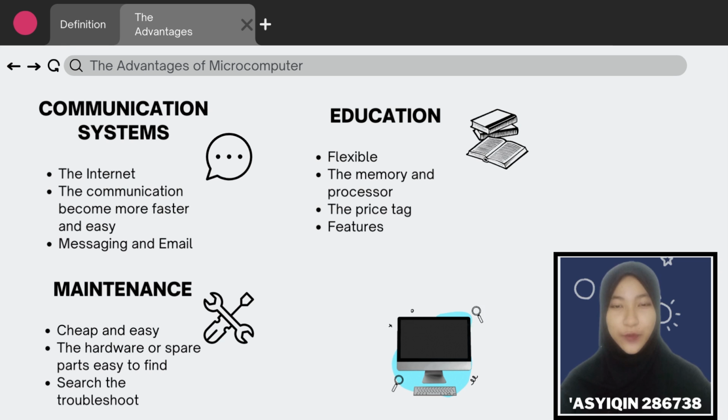The maintenance. When it comes to maintenance, we should not be worried as the cost to repair a microcomputer is cheap and easy. There are a lot of businesses that offer to repair the microcomputer at a cheap price. We also can search on websites for articles to repair on our own. Let's say if there's a tiny part in your microcomputer that is broken and unusable, we can buy the hardware or spare parts in a computer store. For the software, we can search for troubleshooting in the microcomputer by scanning it.